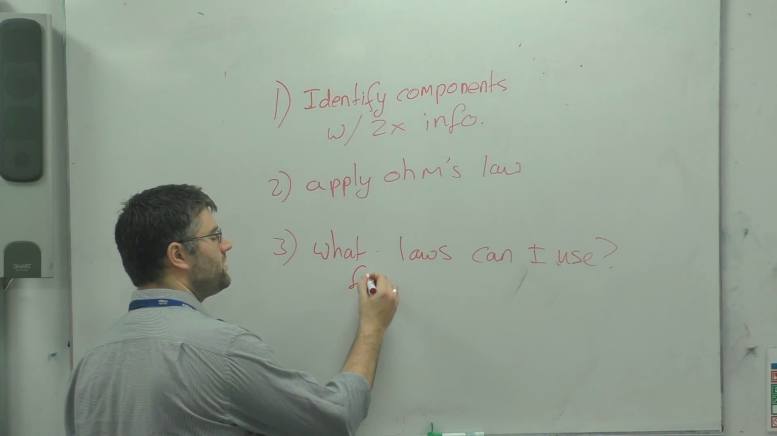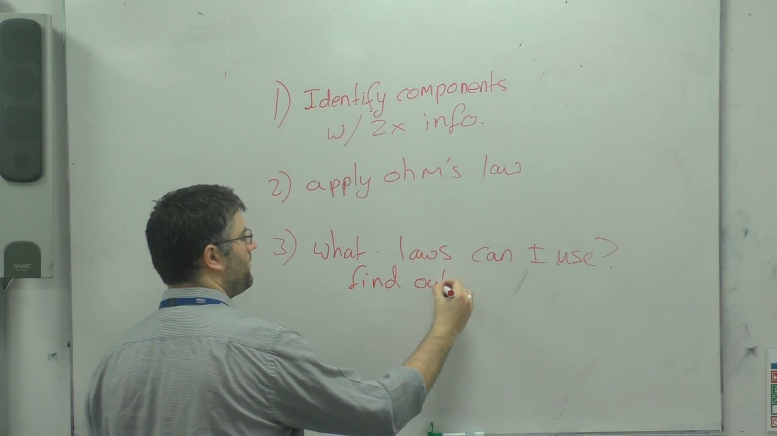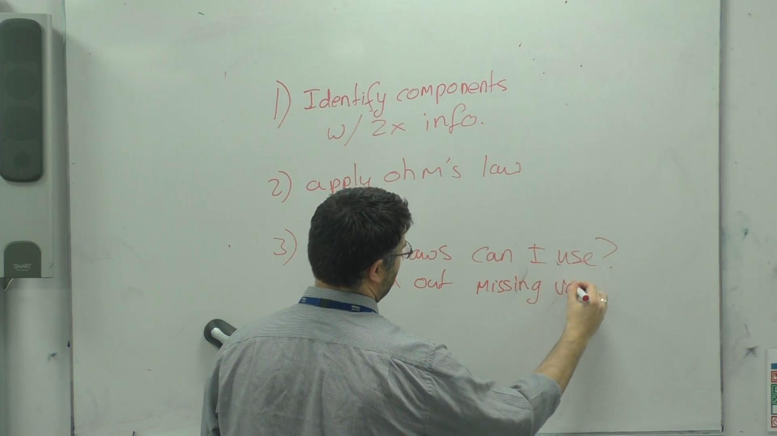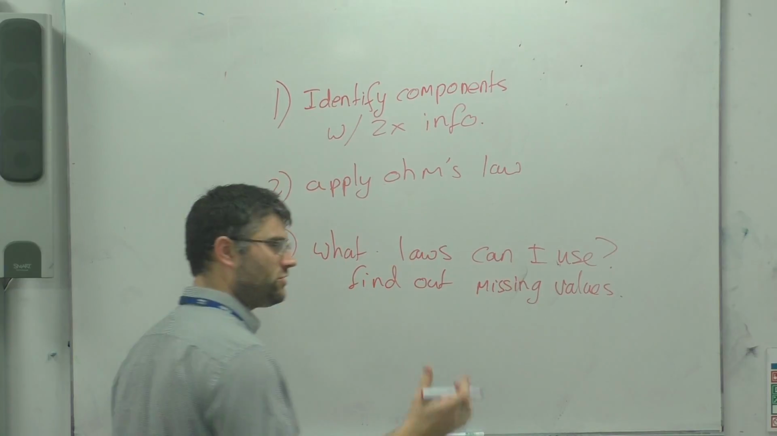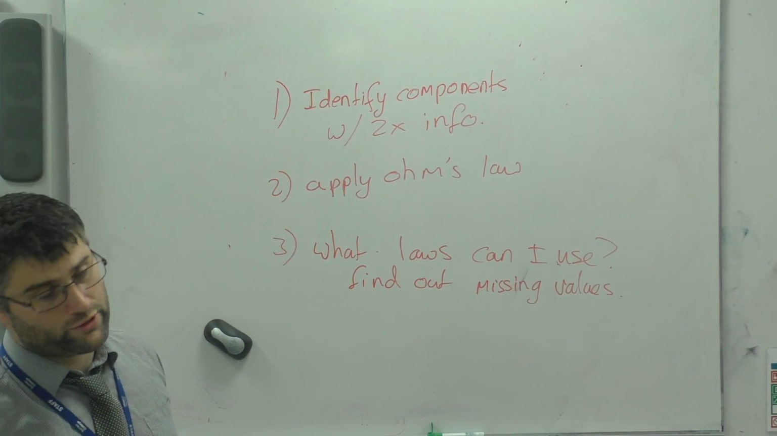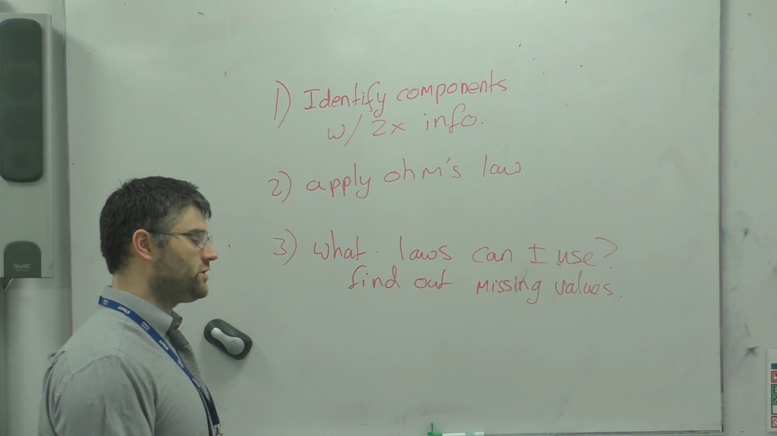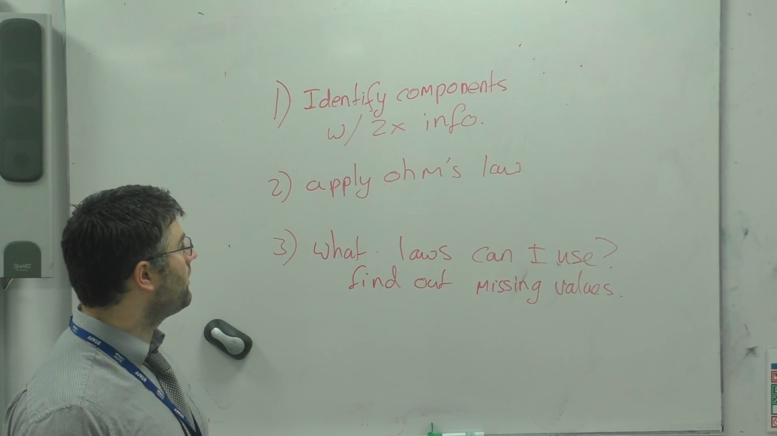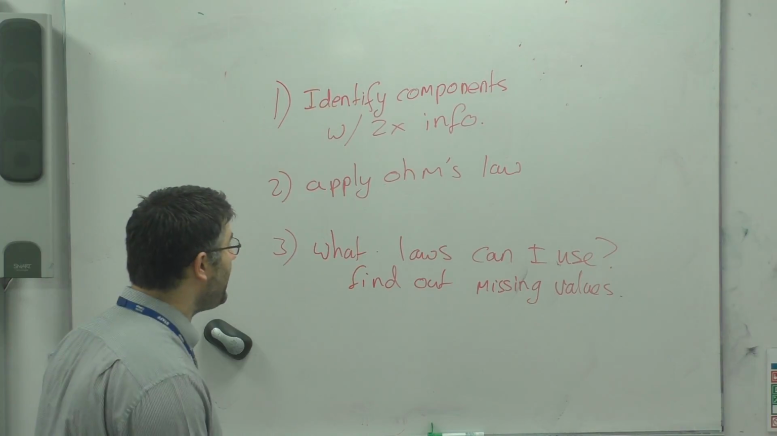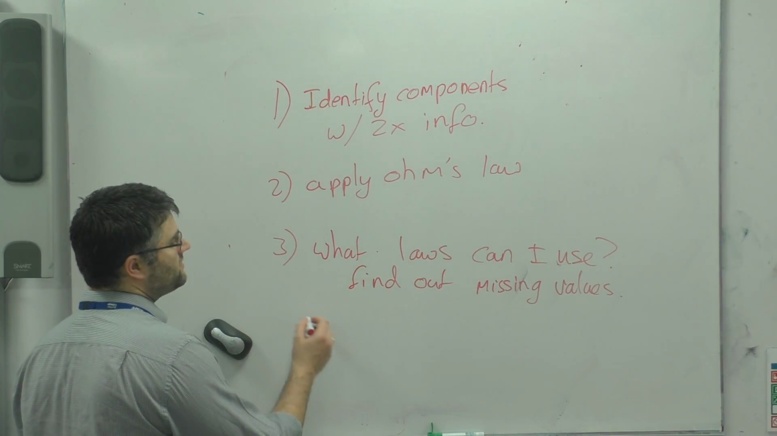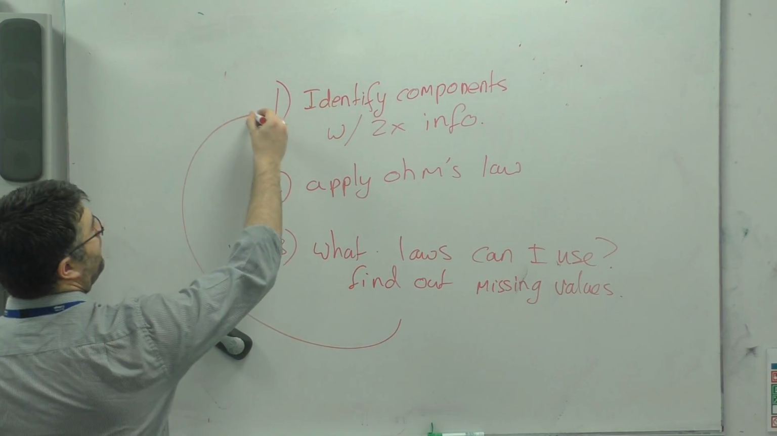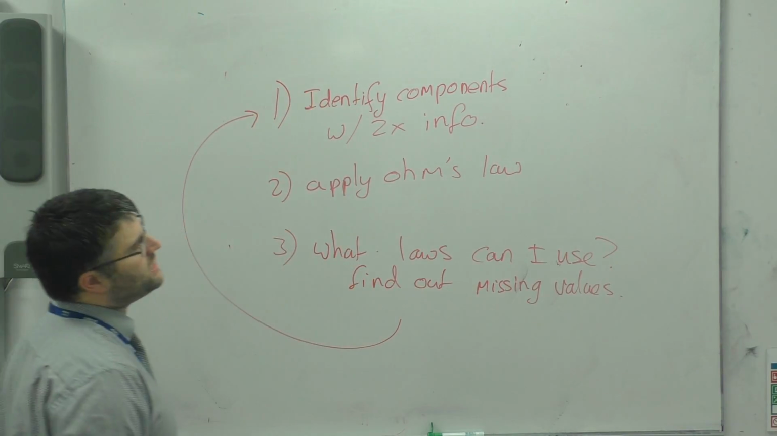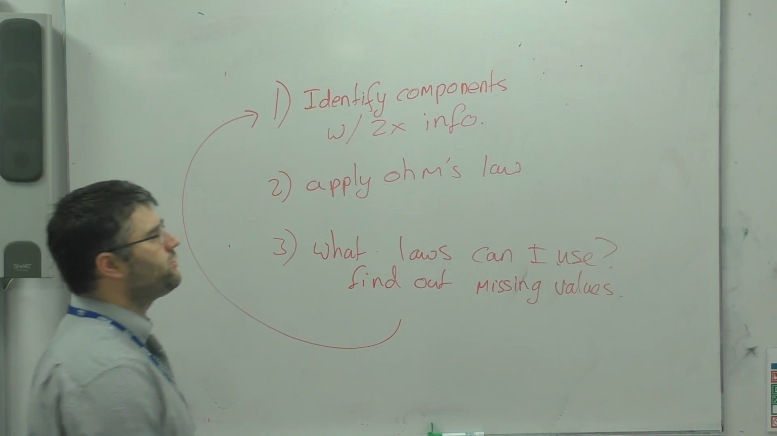missing values, either by Kirchhoff's first law, the current law, or Kirchhoff's second law, the one about voltage in loops. So once you've done that, I go back to step number 1. You identify components with two lots of info. You can apply Ohm's law.